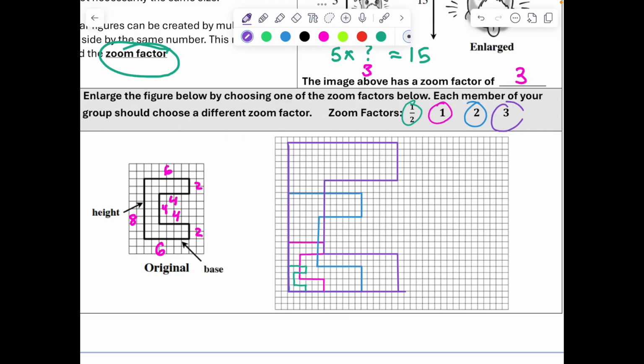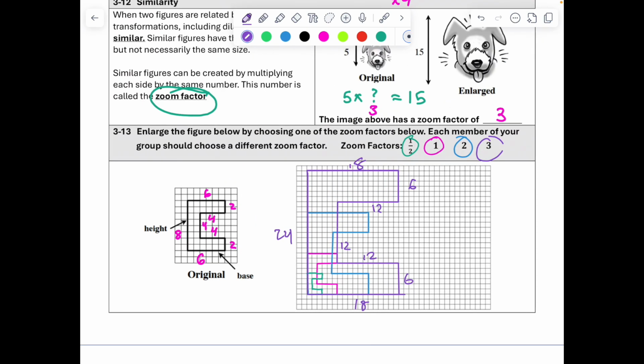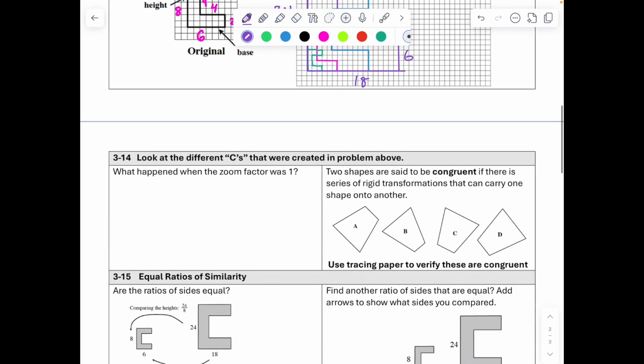And then here is our dilation by 3. Every side got 3 times bigger. So this is 24, 18, 6, 6. These are 12 long and 18. Okay, our shape got 3 times as big.